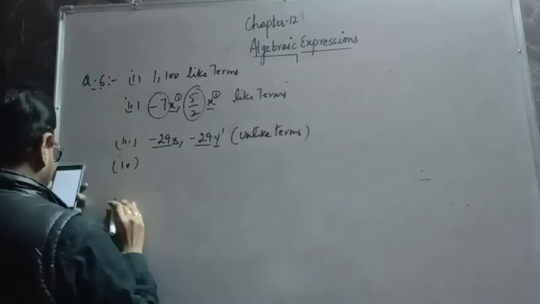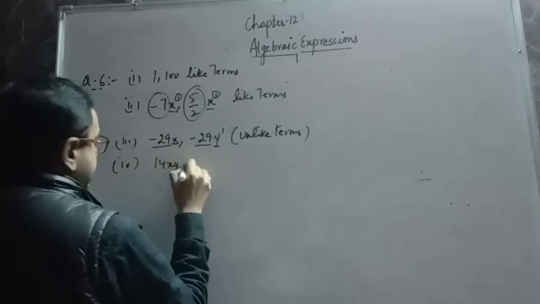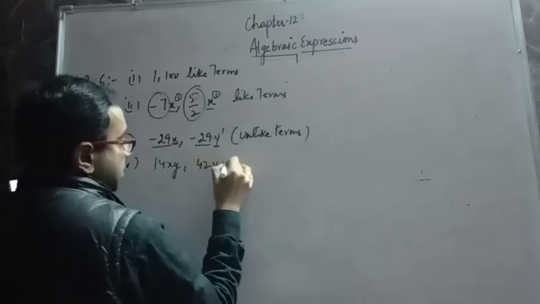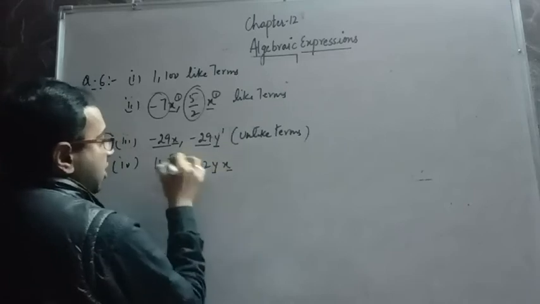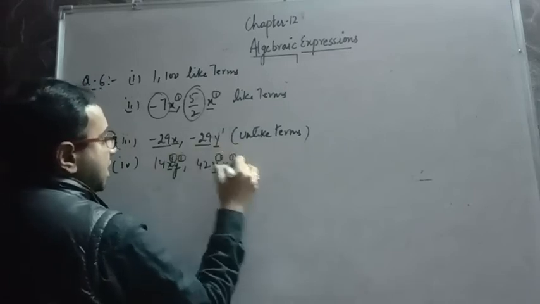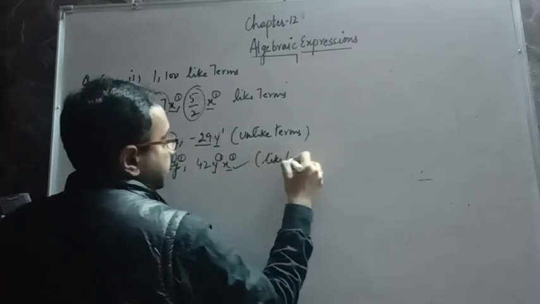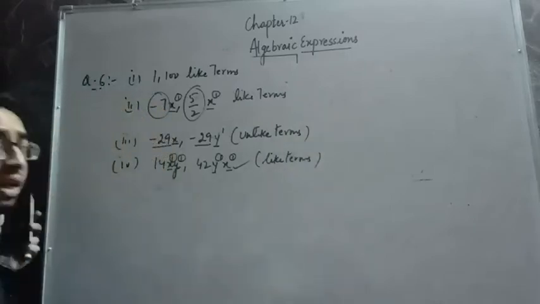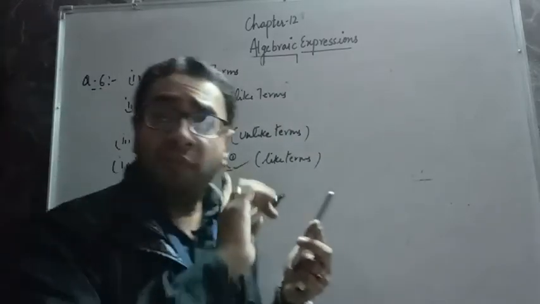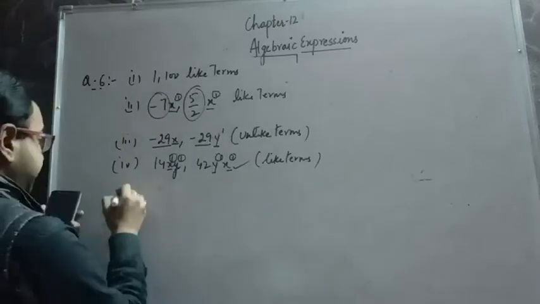Next, fourth, 14xy, 42yx. xy, xy, x power 1, x power 1, y power 1, y power 1, yes, like terms. When no power is given, I hope you know that, I have discussed in exponent powers also. When no power is given, it's always 1.